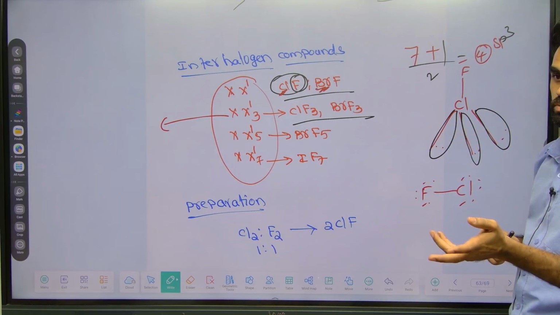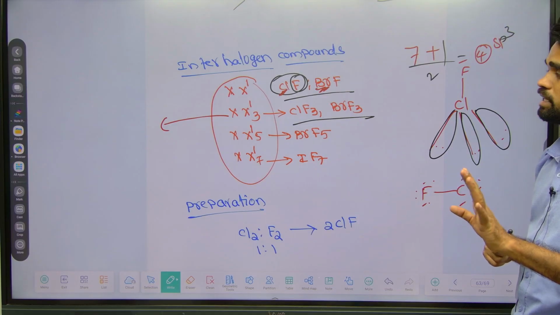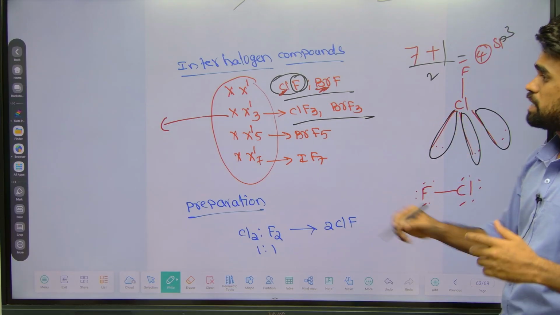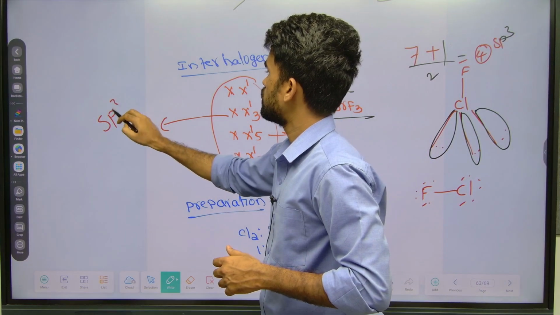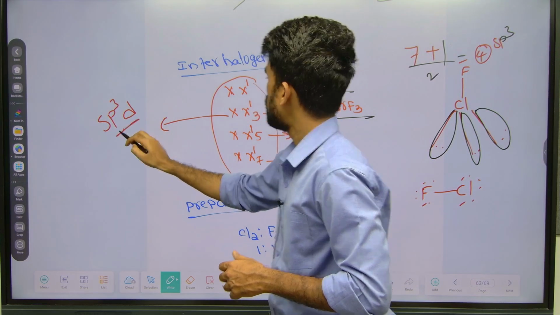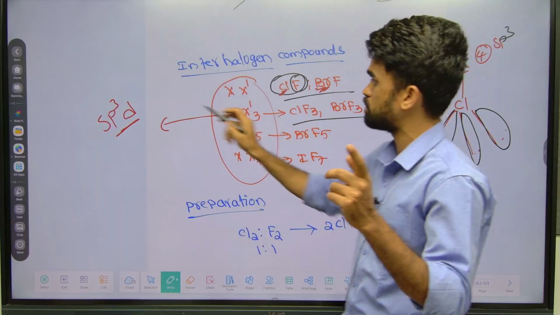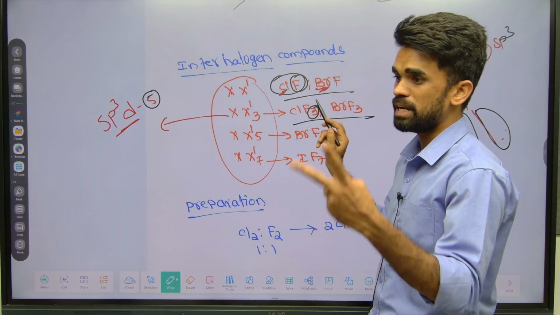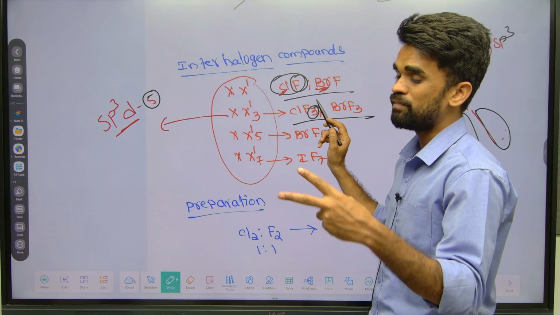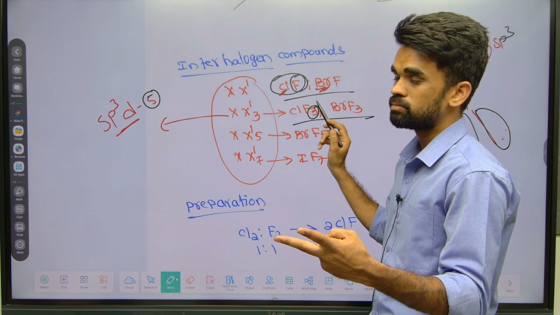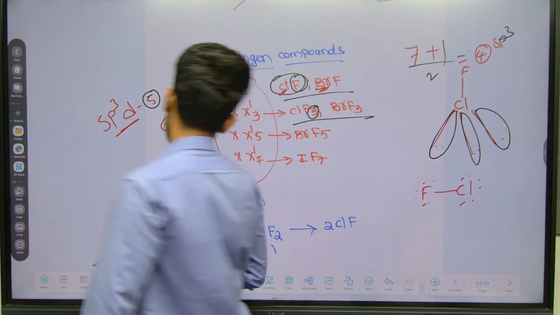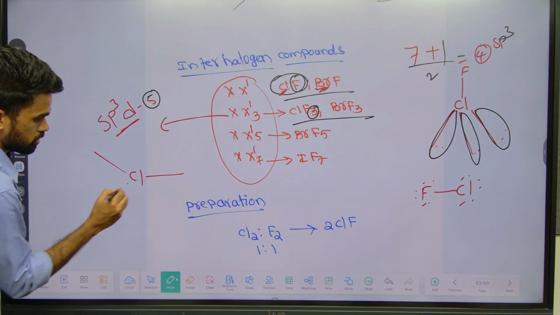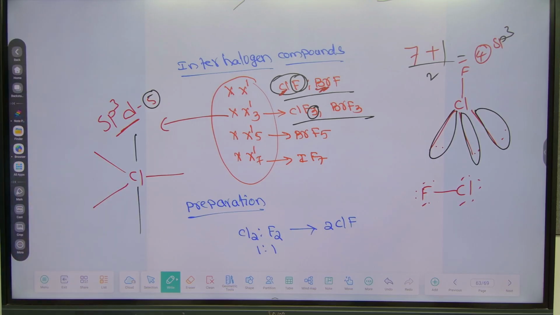Okay, can you answer me for this type of model? 7 plus 3 by 2, 5, sp3d. But what is the shape or structure? sp3d means trigonal bipyramidal. But how many surrounding atoms should be there for that? sp3d means 5. But how many atoms do we have here? It means the remaining 2 positions are occupied by lone pairs. Where should the lone pairs be placed? Equatorial. See, chlorine, these positions are there now.